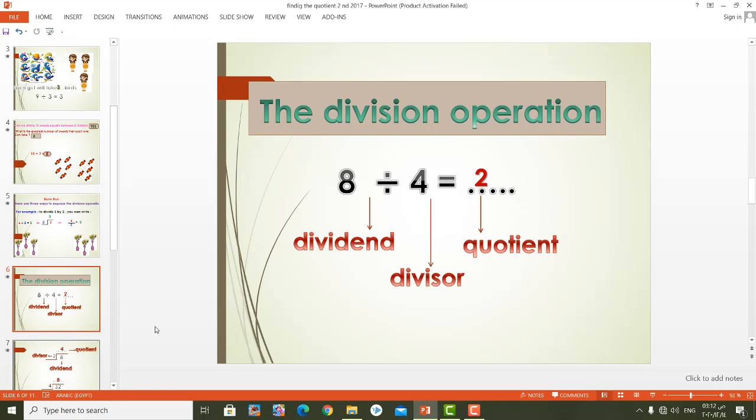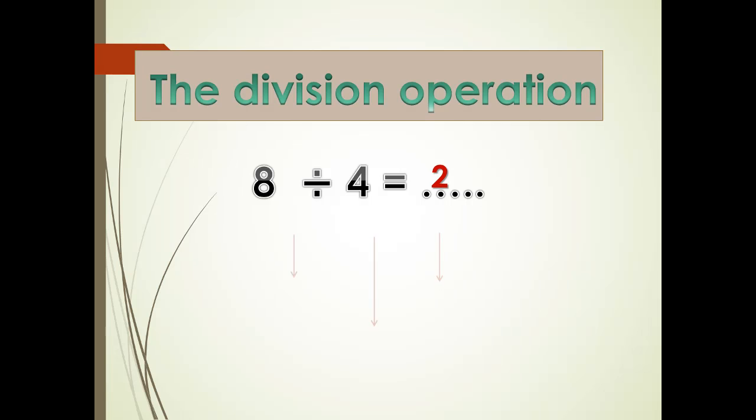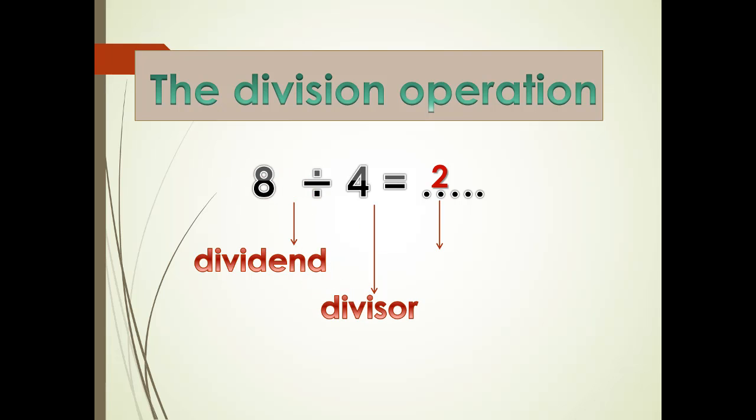Let's see together, my students, the division operation. Here I have 8 divided by 4 equals what, teacher? Equals 2. I can say this number 8, we call it the dividend. And number 4, we call it the divisor. And the result, I can call it the quotient. Again, dividend, divisor, quotient. Okay, my students.